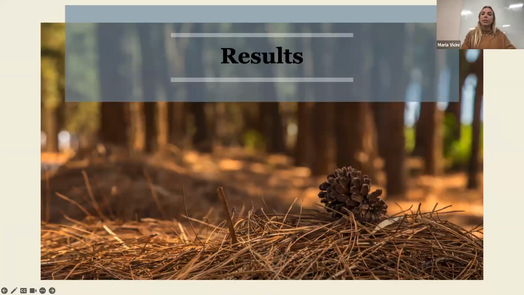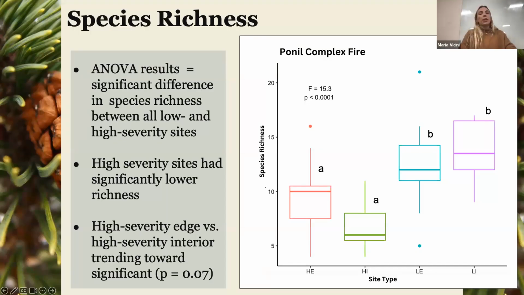Moving into the results of all of this. Starting with objective 1, the results of an ANOVA on species richness for the Poniel complex fire are provided here in this figure. As a reminder, HE stands for high severity edge, HI for high severity interior, LE low severity edge, LI low severity interior. So the results across all of the sites were highly significant.